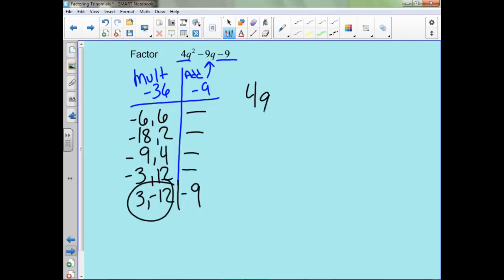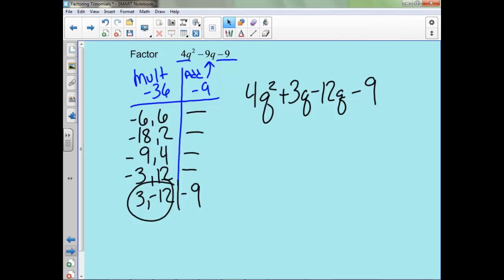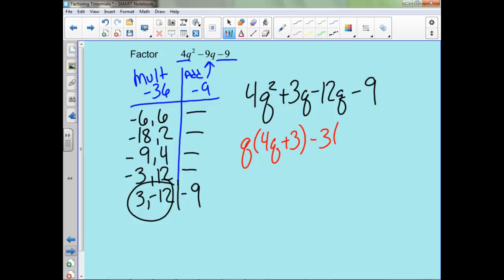So now we'll go 4q squared plus 3q minus 12q minus 9. And in our first two, our GCF is q, so we're left with 4q plus 3. In our second two, they're both negative, so let's take out a negative 3. I'm left with 4q plus 3. And these are the same, which is what we want, so let's factor that.